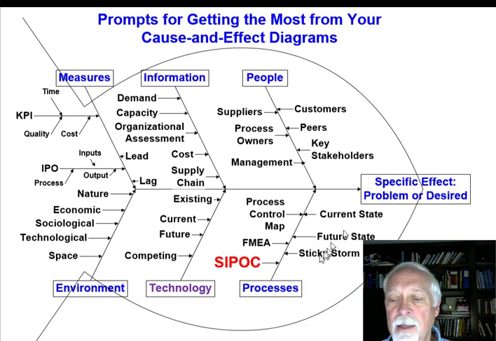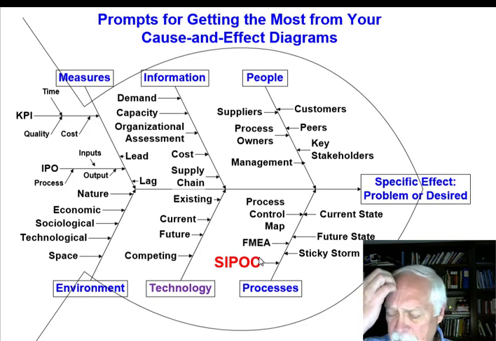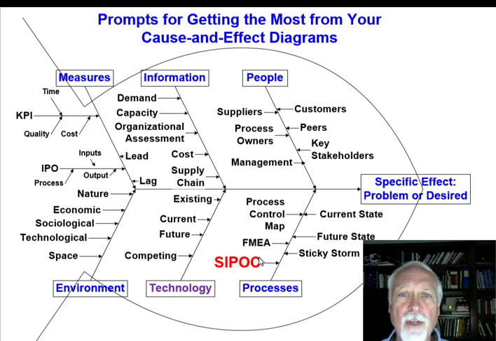So if I've defined, let's just say it's a desired effect. For me, right now I have a project to finish some research and publish an article about cause and effect diagrams. And so maybe I have a current state process map already. That'd be a good place to populate the processes on this bone, on this segment. Maybe I have a future state, or am going to. That adds maybe more processes from the original current state. Maybe I have a process control map.